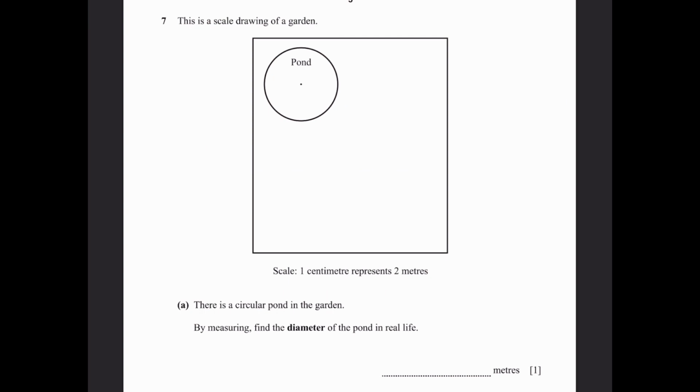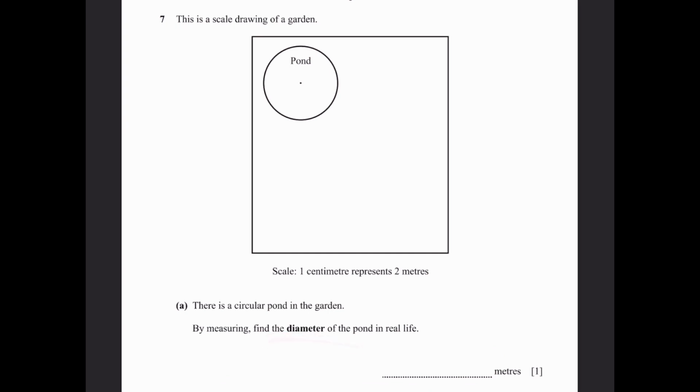Question 7. There's a scale drawing of a garden. The scale is 1 centimeter represents 2 meters. A. There's a circular pond in the garden. By measuring, find the diameter of the pond in real life. Alright, so we need to find the diameter of the pond.